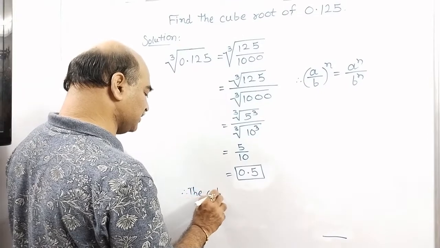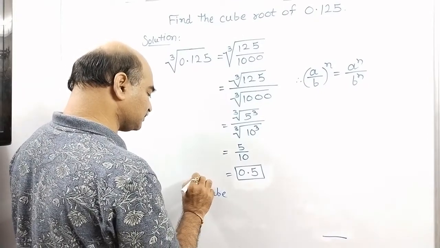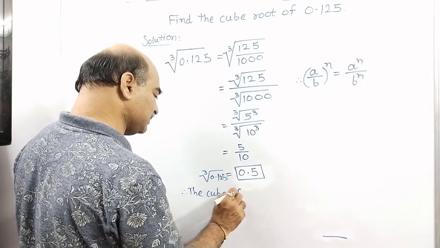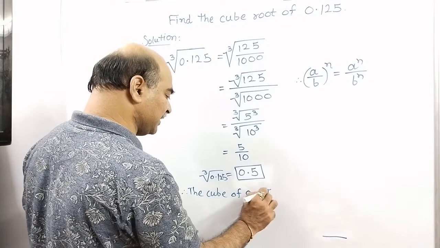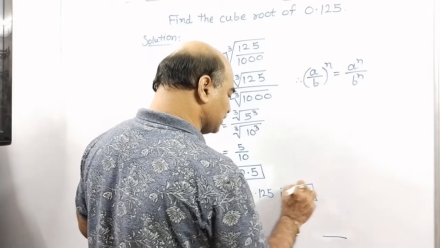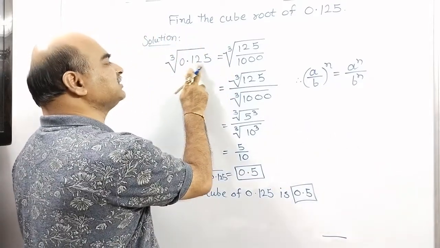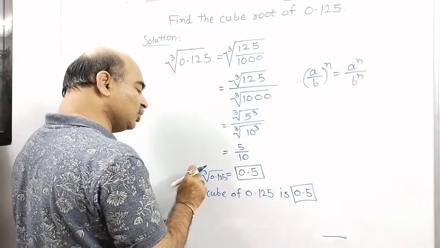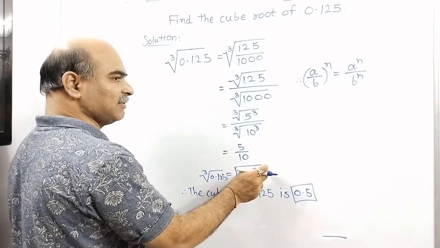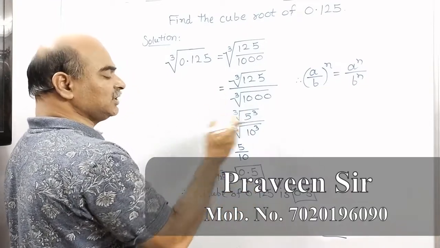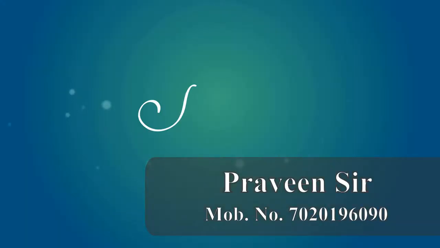So therefore the cube root of 0.125 is 0.5. And what is your observation here? There are 3 decimal places in the given number and its cube root has 1 decimal place, meaning one third of the number of decimal places we have here. So this is also one of the hints.